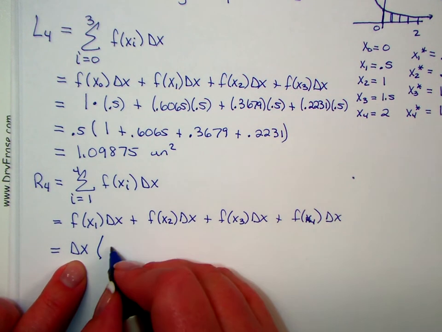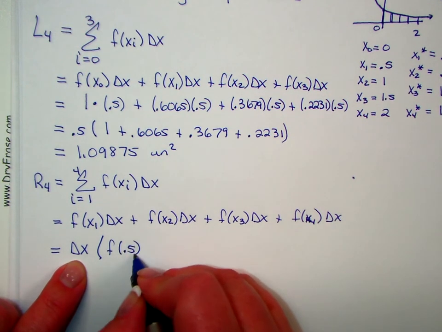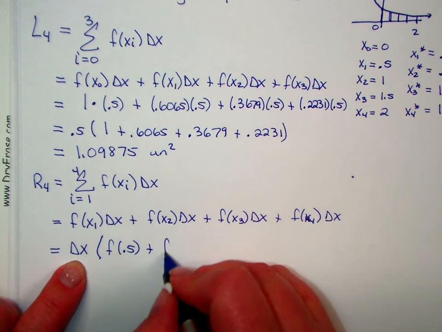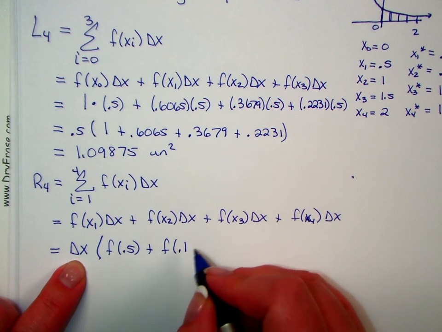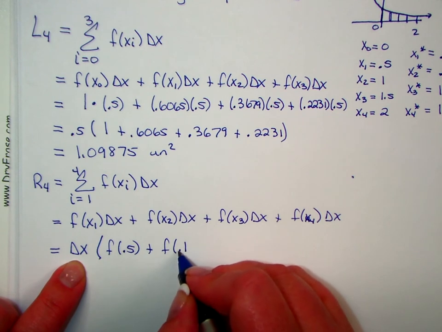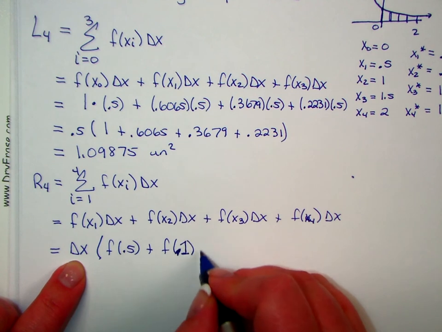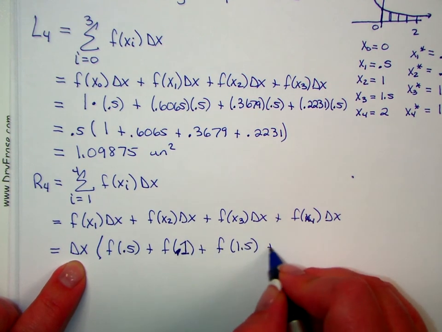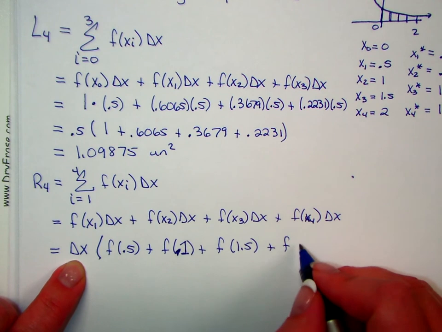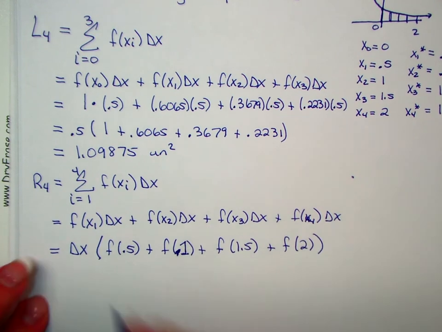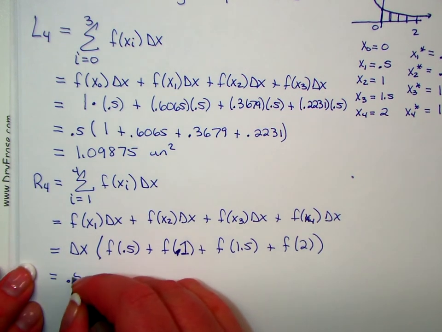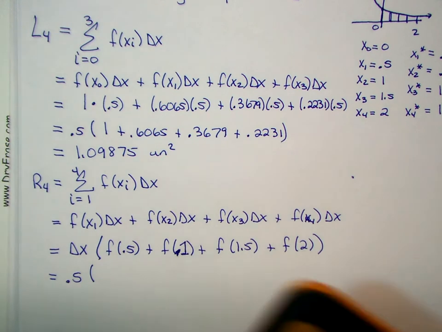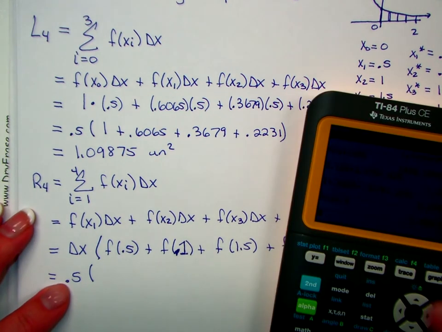And then x of 1 is 0.5, so I'm going to do f of 0.5. x of 2 is 1, just 1. x of 3 is 1.5, and x of 4 is 2. Okay. All right, so I want to figure out those values.